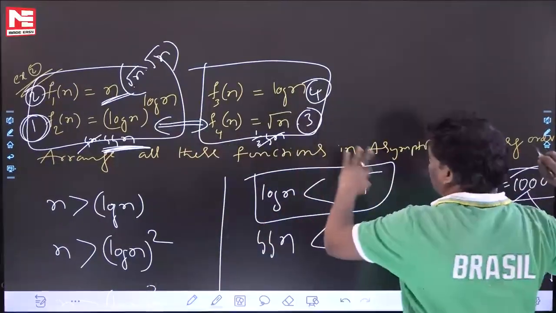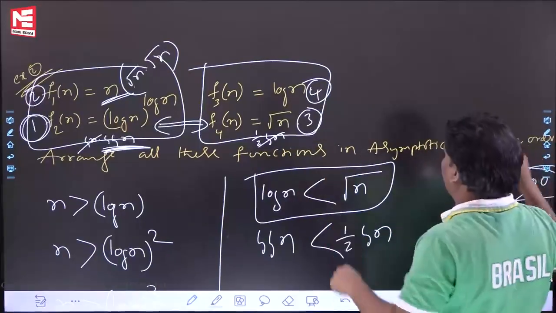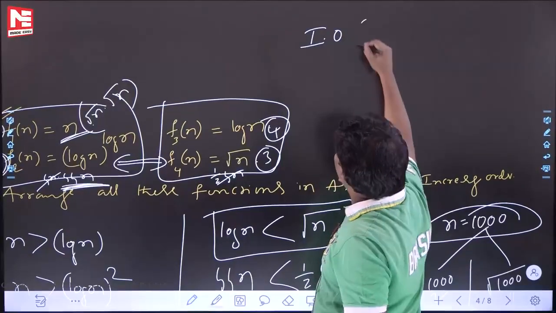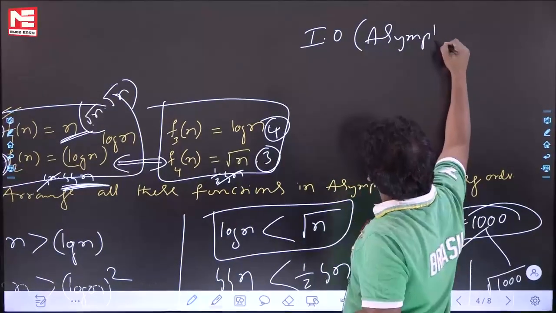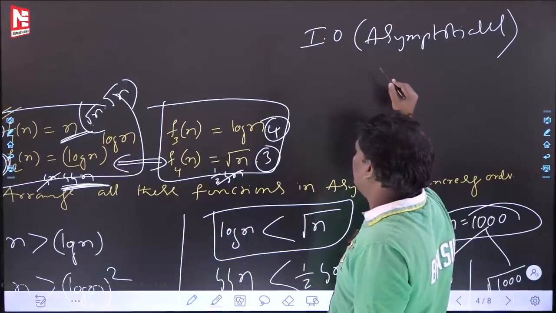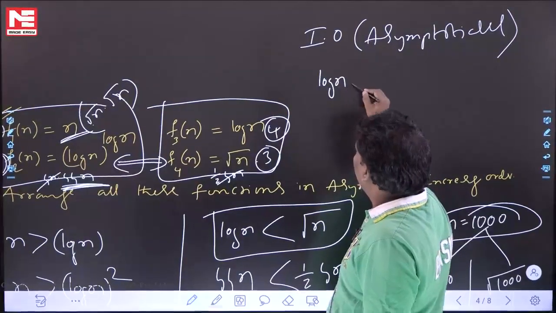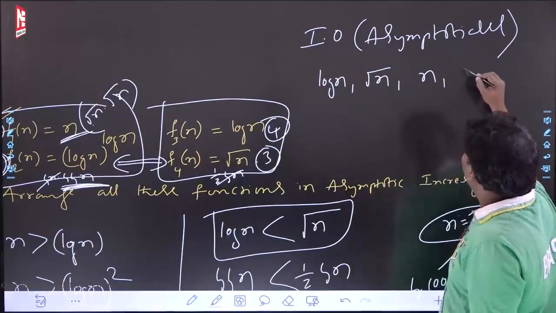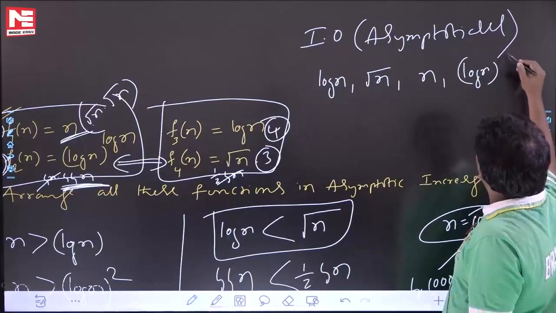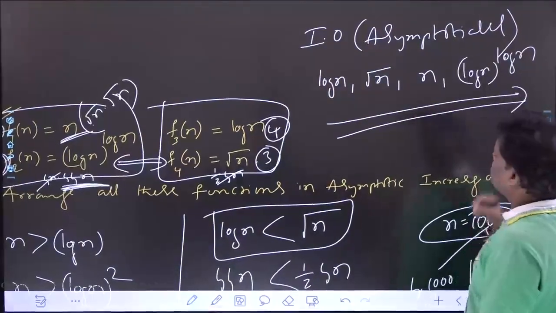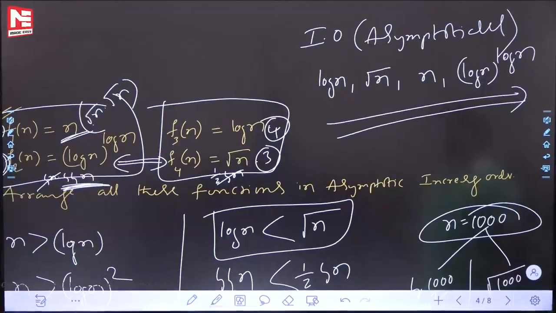So I gave 1, 2, 3, 4 in the decreasing order, but I want increasing order. What will be the increasing order? I am writing increasing order asymptotically. Which is smaller? Increasing order I want. Which is smaller? Log n. Next smaller, root n. Next smaller, n. Next smaller, log n whole power log n. Right? This is the order. The answer to this problem, increasing order asymptotically: log n, root n, n, log n whole power log n.